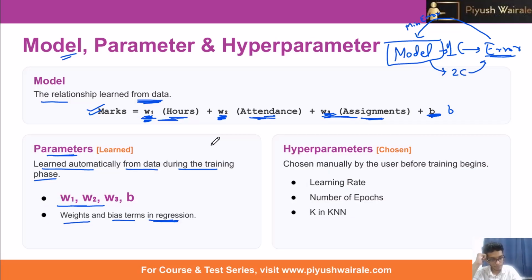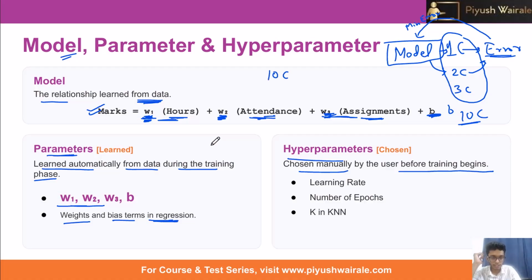So the hyperparameter, for one example, you can take the number of cycles you want. It can be 3 cycles, it can be 4 cycles, it can be 10 cycles. So this is a hyperparameter which is chosen manually by the user before the training begins. So you need to provide this before the training begins. Okay, I want 10 cycles of corrections.